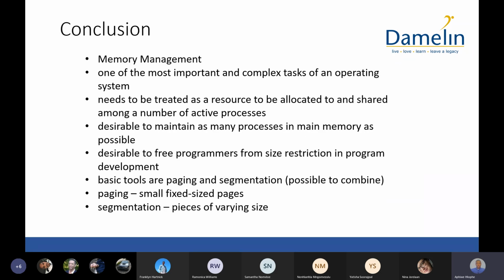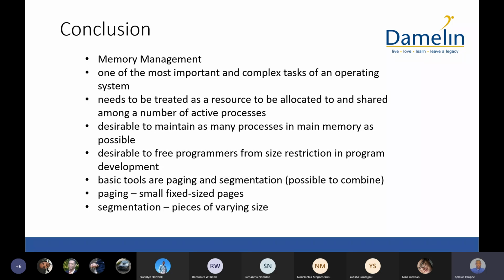So in conclusion, we covered memory management, and we said it's one of the most complex tasks that has to be done by an operating system. Memory needs to be treated as a resource to be allocated to and shared among a number of active processes. So active processes, not idle processes, need to share this resource together, and various initiatives are taken by the operating system with the aid of the CPU to make this happen.